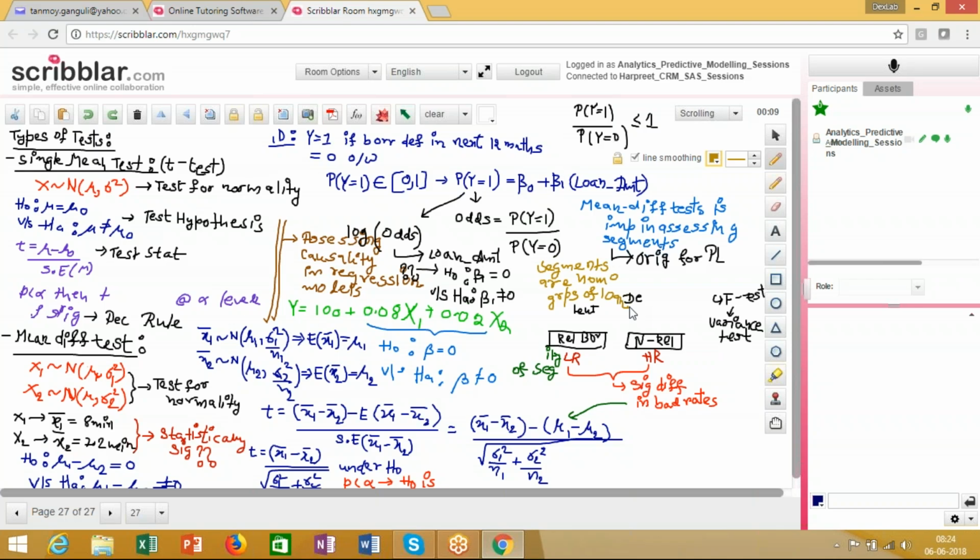Homogeneous segments are homogeneous groups of loans. So these are groups of loans which are homogeneous in nature. How do we define homogeneity? Homogeneity is defined in terms of riskiness. Basically, what we are saying is the loans in a segment are similar in terms of their riskiness.